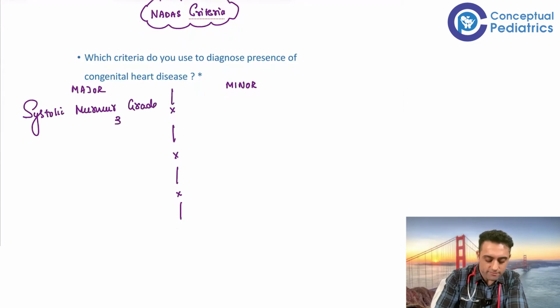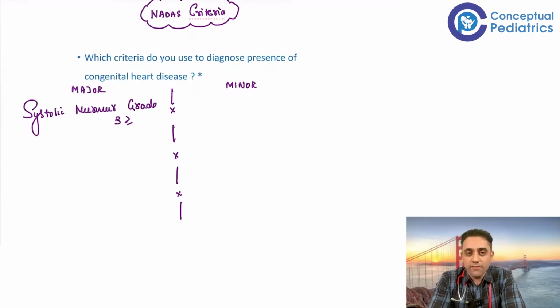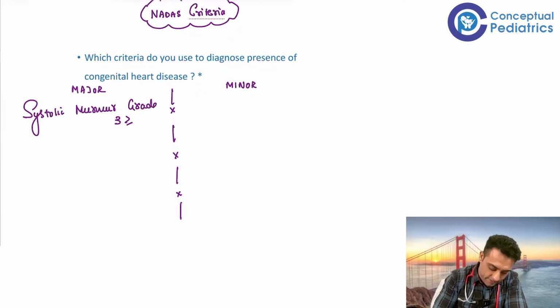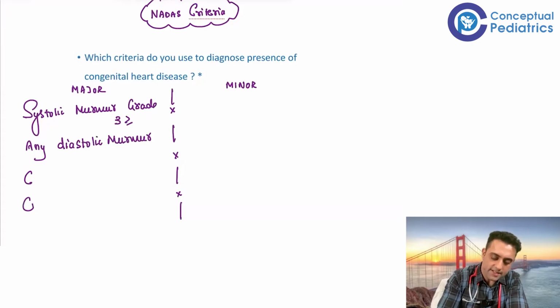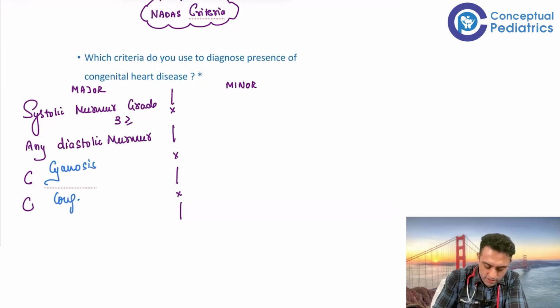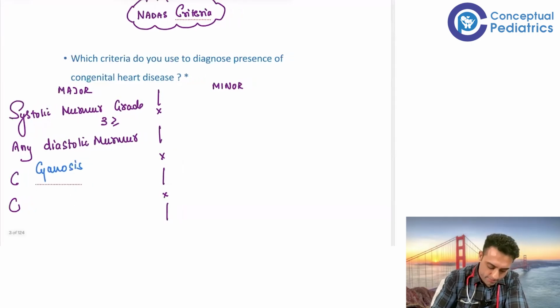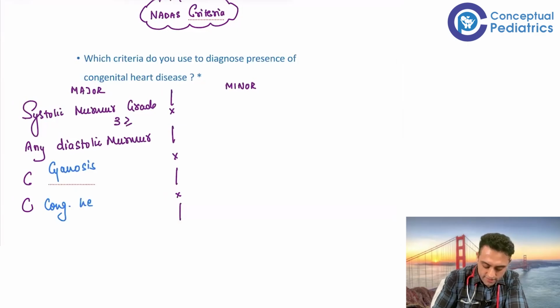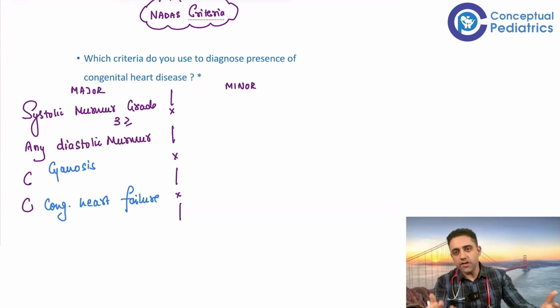Eventually, I'll tell you what are the grades of murmur and so on. You'll get a good idea. So, the pointers for the major criteria of Nadas criteria are systolic murmur grade 3 or more, any diastolic murmur if you're able to appreciate, or the patient has C and C. C for cyanosis, or C for the features of congestive heart failure, as in crepitations in the chest, raised JVP, periorbital swelling, facial puffiness, like that.